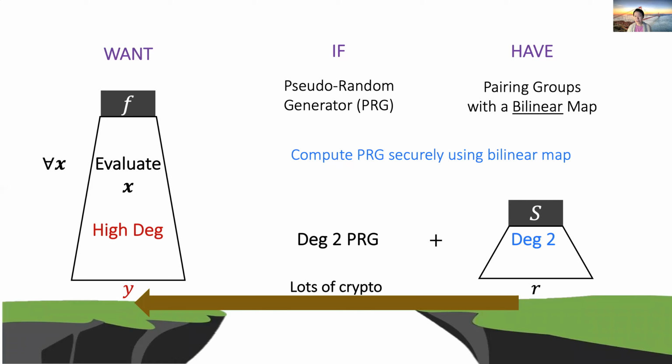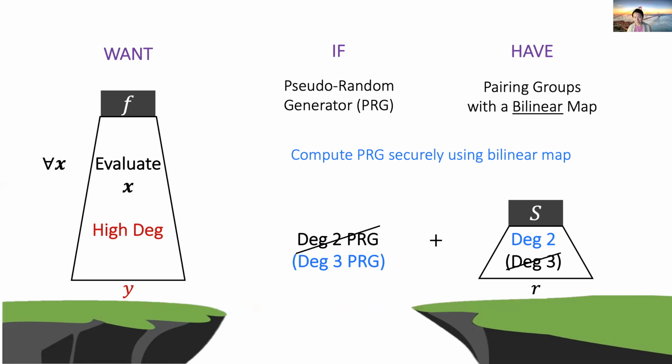Unfortunately, we actually don't have degree 2 PRGs. All proposed candidates were broken, and the only unbroken candidates, the simplest ones we have, have degree 3. On the other hand, with only bilinear maps, we don't know how to securely evaluate degree 3 polynomials over secret elements. Therefore, there is a mismatch, and this bridge of hope does not hold.